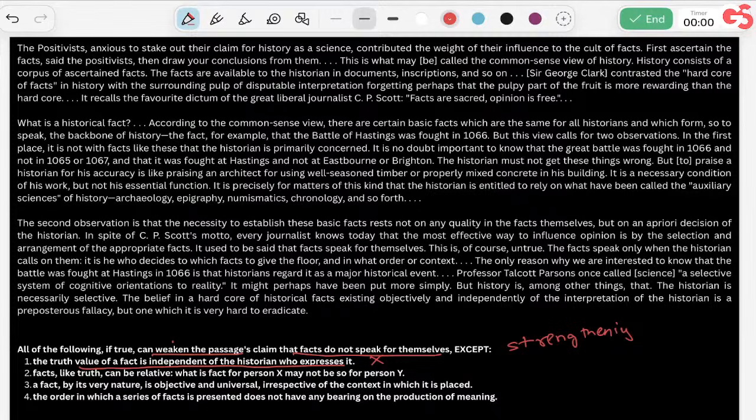See, the thing is that if we think that facts are independent of the historian's perspective, then it's a fallacy. ये बात मानना गलत होगी कि जो फैक्ट है वो हिस्टोरियन के ओपिनियन के हिसाब से इंडिपेंडेंट है, ये मान लेना सबसे बड़ी भूल होगी। इसका ये मतलब है सिंपल भाषा में, और वही बात यहाँ लिखी हुई है। B, facts like truth can be relative, what is fact for person X may not be so for person Y. यही से लग रहा है मेरे को, क्योंकि जिस बात को इस ऑथर ने फैक्ट बोल दिया है, क्या पता फैक्ट खुद ही फैक्ट ना हो, सब्जेक्टिव फैक्ट हो। Do you understand that?